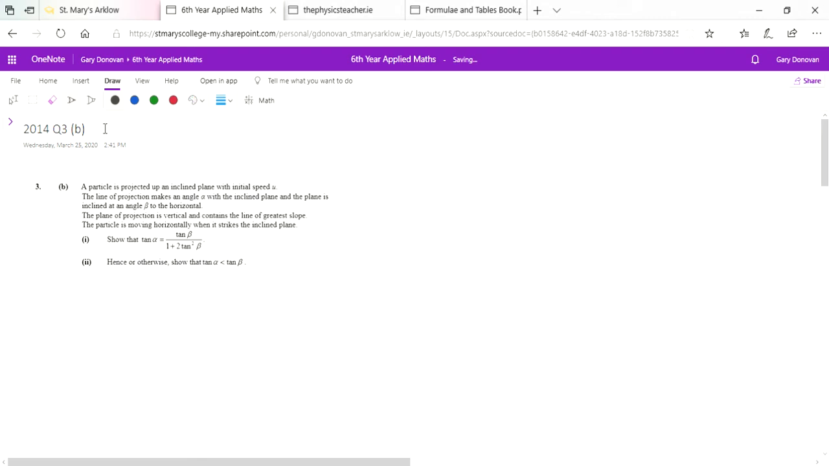In this video I'm going to look at the 2014 question 3b, which is a projectiles question. So in the question we have a projectile or a particle is projected up an inclined plane with an initial speed u. The line of projection makes an angle alpha with the inclined plane.